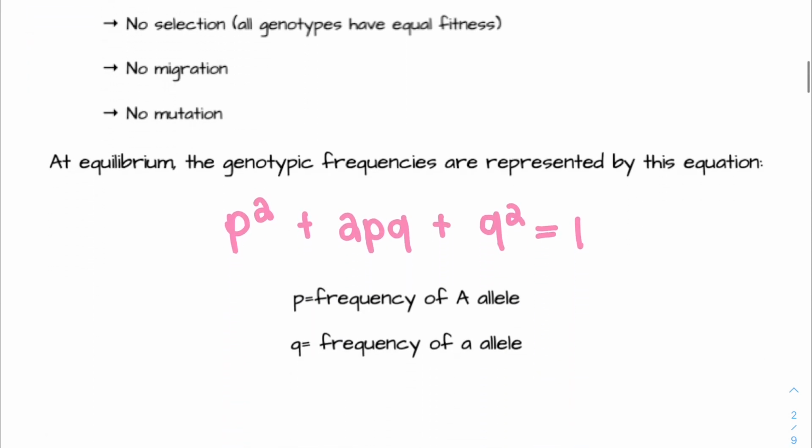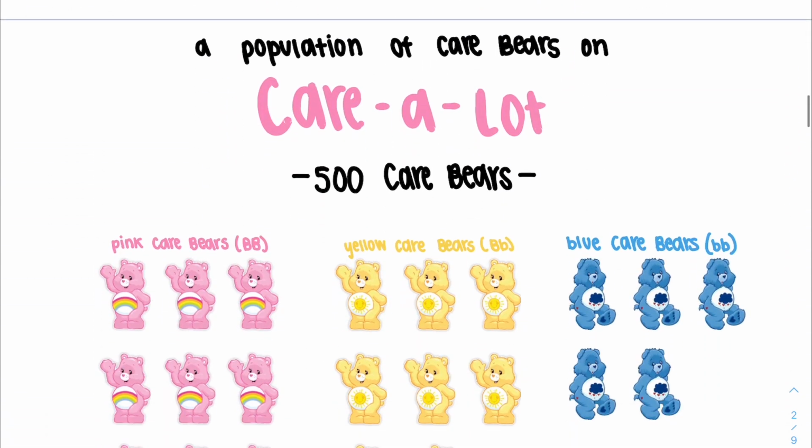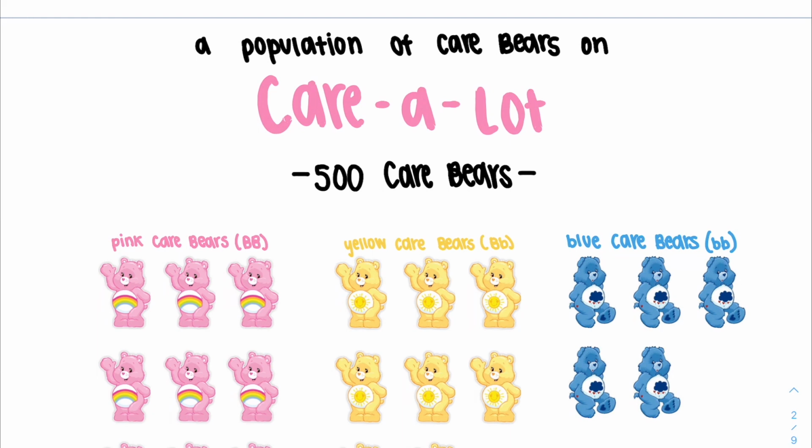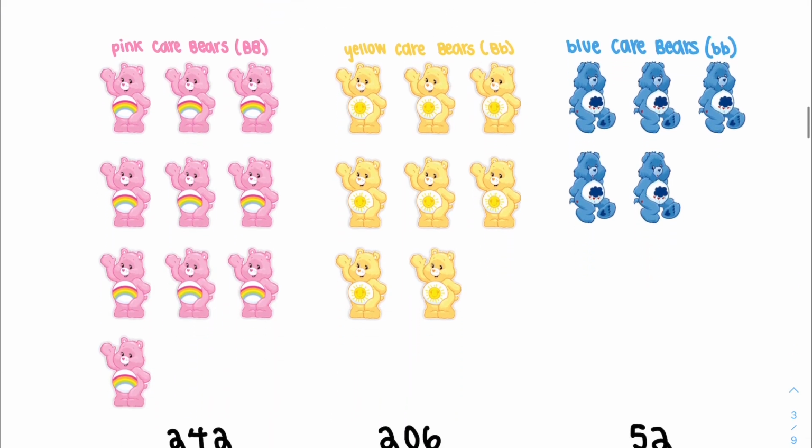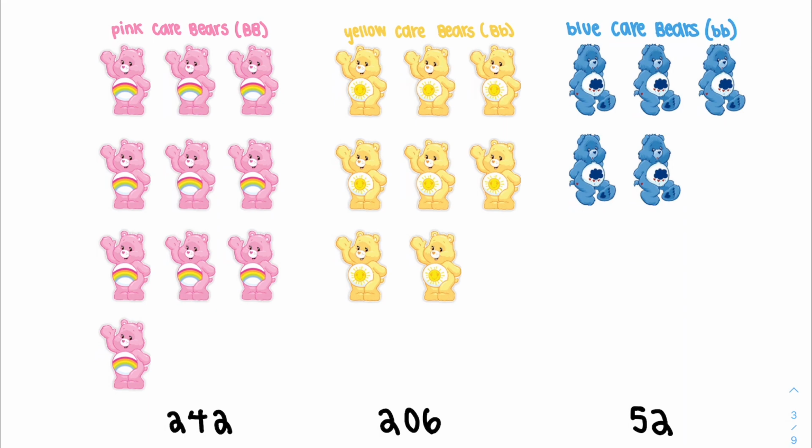So now we will begin talking about the population of Care Bears in Care Lot, where we have a population of 500 Care Bears. We see 242 pink Care Bears, which are big B, 206 yellow Care Bears, which are big B, and 52 blue Care Bears, which are little b.